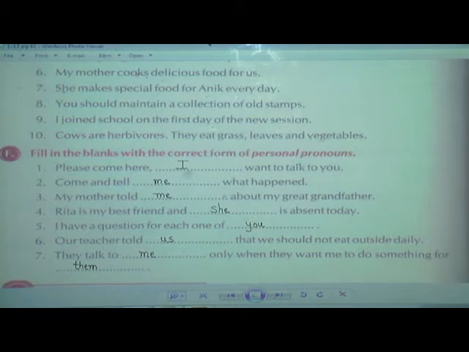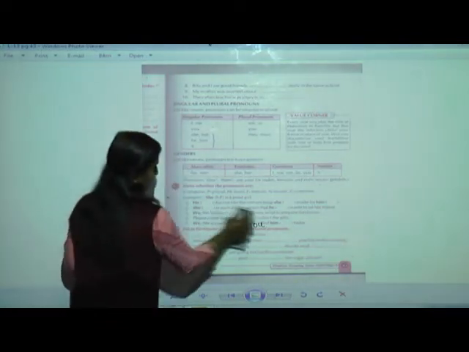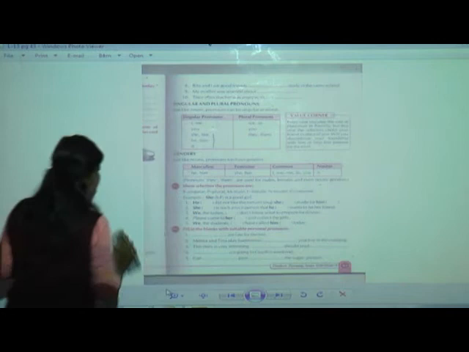I hope students you have finished whatever I have written over here. Now I will move on to the next, that is page number 43. Questions 8, 9, 10, you solve on your own. Chalo, read the sentence and put the correct personal pronouns which you feel over there.